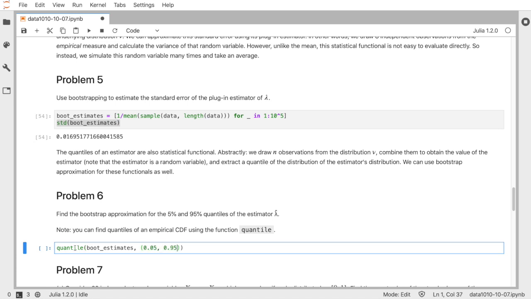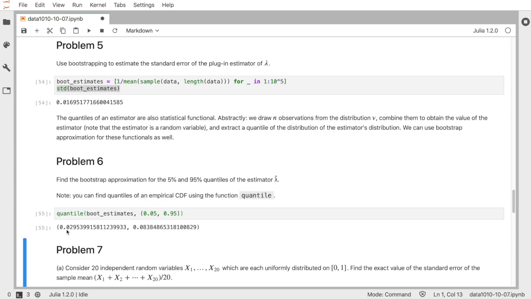So we can compute these values at the same time with this quantile function. This is going to return the 5% quantile, where we have 5% of these estimates to the left and 95% to the right, as well as the 95% quantile, where you have 95% to the left and only 5% to the right. And this gives us some more sensible results. So 0.029 is the left edge of our confidence interval, and 0.083 is the right edge of our bootstrap confidence interval.